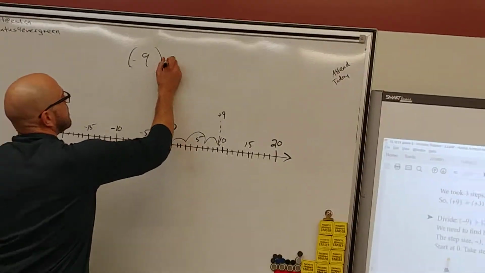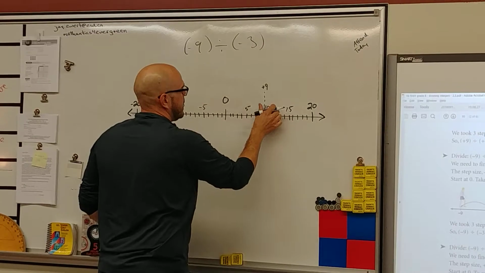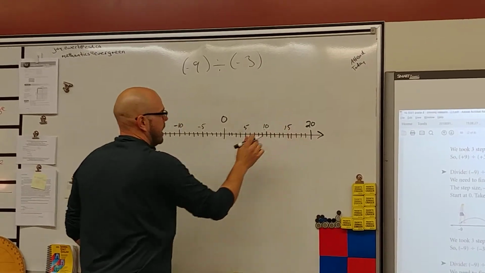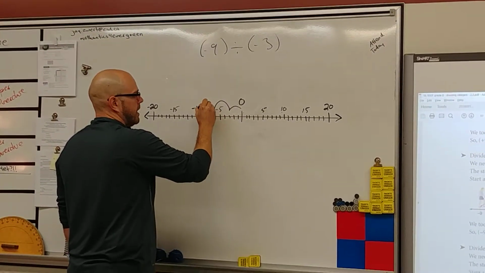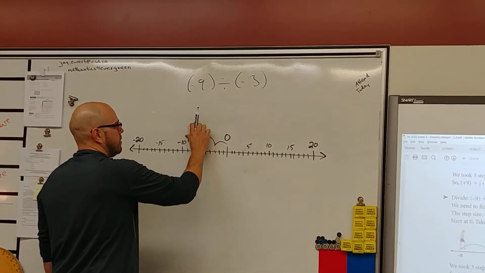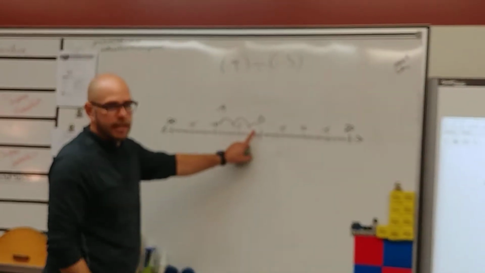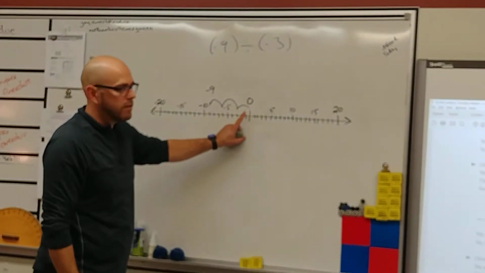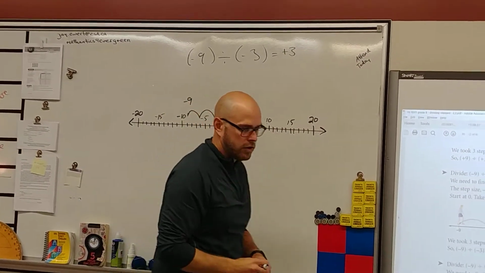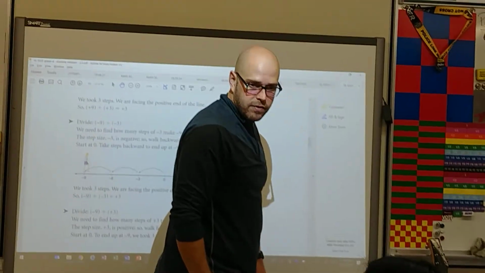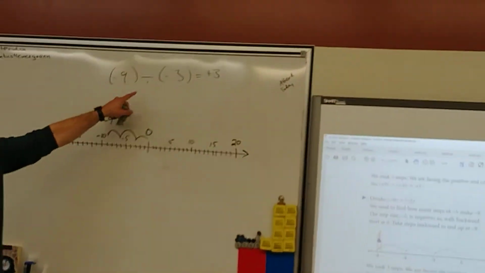Negative 9 divided by negative 3. We did it before. We want to get to negative 9. We're going to take negative 3 steps. Negative 3, 1, negative 3, 2, negative 3. Where are we? We're at negative 9. How many steps did it take to get to negative 9? 3. Positive 3. I'll show that once again. Negative 3 steps, how many to get to negative 9? 1, 2, 3. Our answer is positive 3. Now watch.